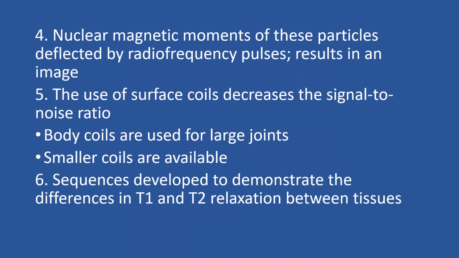Nuclear magnetic moment of these particles deflected by radio frequency pulses results in an image. The use of surface coils decreases the signal to noise ratio. Body coils are used for large joints and even for smaller joints. These are coils which contain magnets in them, and these distribute the hydrogen or the protons or the neutrons. Sequences are developed to demonstrate differences in T1 and T2 relaxation between tissues. That is, you have an activation of the hydrogen, the protons, the neutrons, and then during relaxation, depending on T1 or T2, it gives you the presentation.